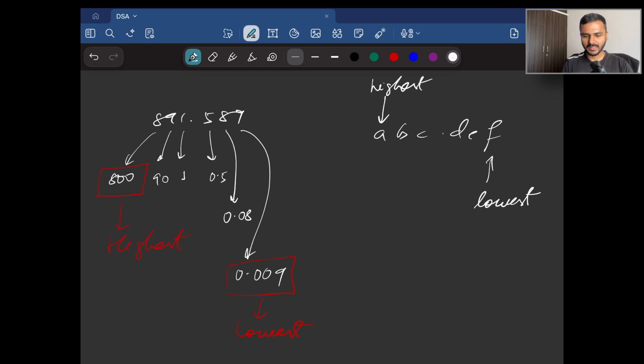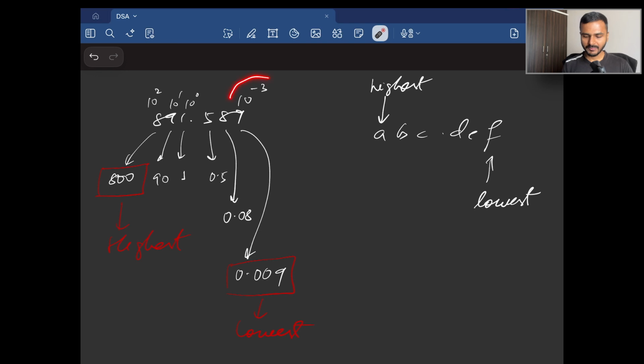And the reasoning is pretty clear. As we go towards the left, we keep on increasing the power of 10. For example, over here, the power of 10 will be 2. Here it is 1, here it is 0. And to the extreme right, in this case, it will be 10 power minus 3. So this makes it a very small number compared to this.